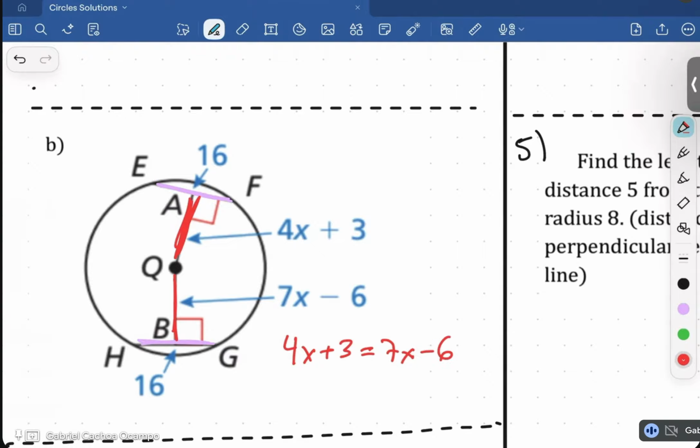Okay, I subtract the 4x, pardon, 3x minus 6. I add the 6, that is 9, equals to 3x. I divide by 3, and that means that x equals 3. Super cool.